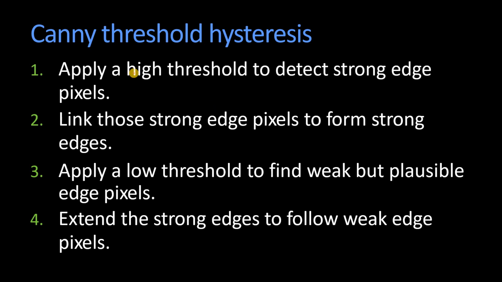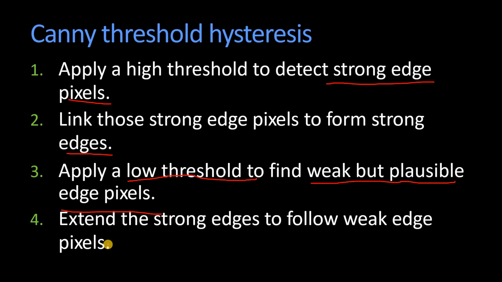So you apply a high threshold to detect strong edges. Keep it high. The higher you keep it, you will detect only the strong edges. And then you link those strong edge pixels with other pixels to make a strong line. And if you use a low value for the low threshold, you will detect weak but plausible, meaning important, edge pixels. Okay, so it's up to you to play with these two values.